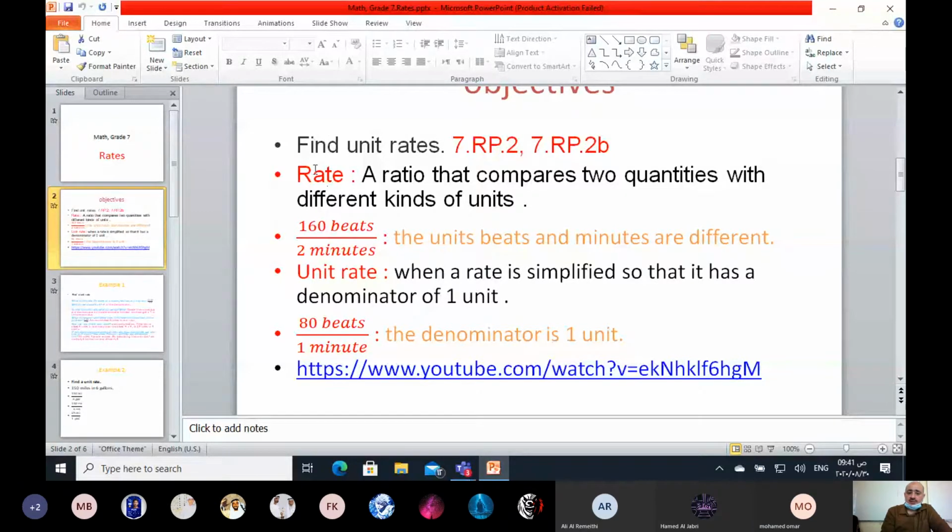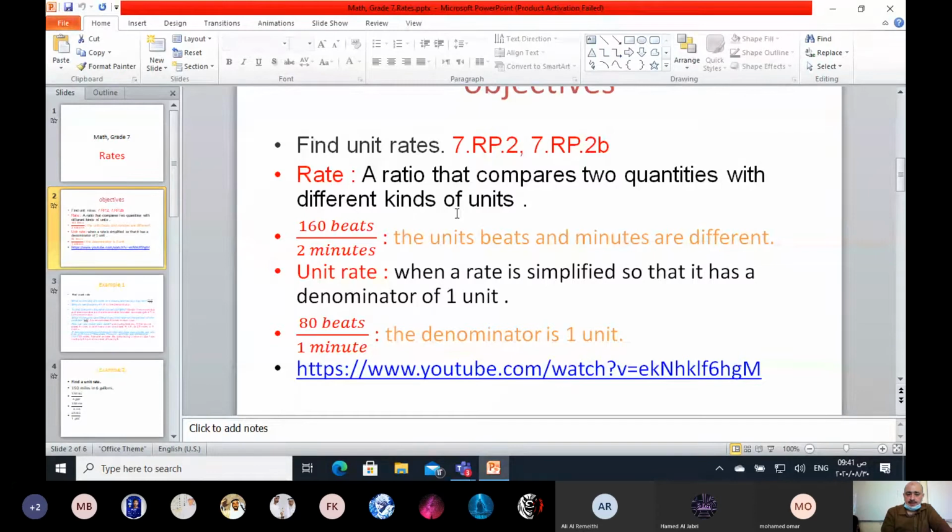So what's the meaning of the rate? Rate: a ratio that compares two quantities with different kinds of units.